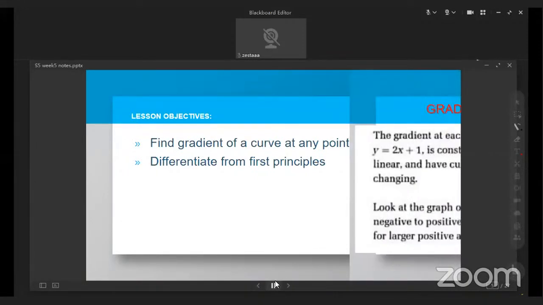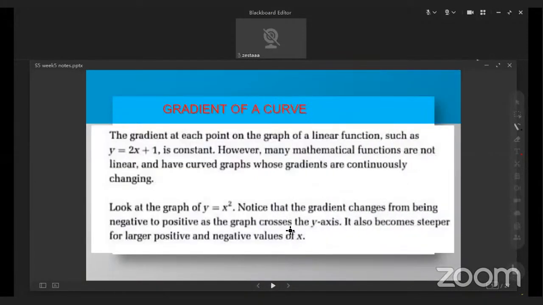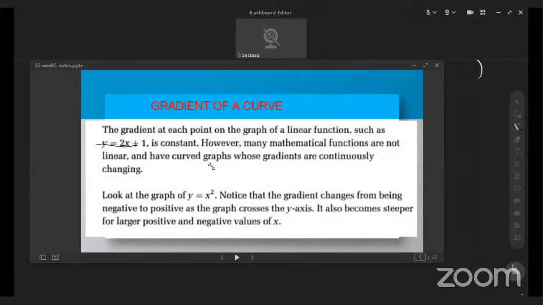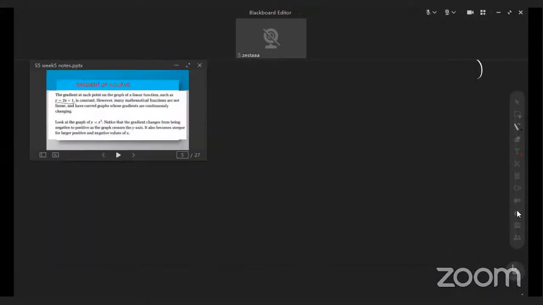Now, to start with, I know at some level, either in O level, we looked at the gradient of a line, okay? The gradient of a straight line. And in most cases, we looked at mostly that given line. This is a line. Maybe let me draw it here and you can easily get it.